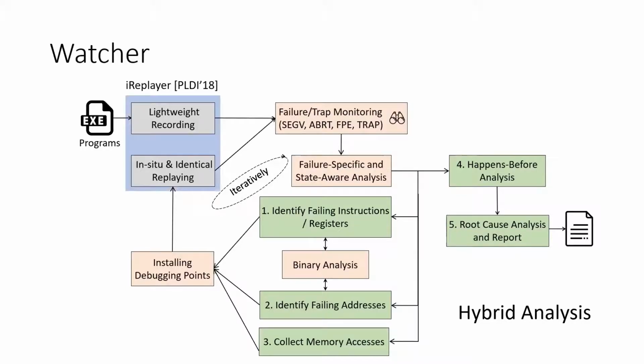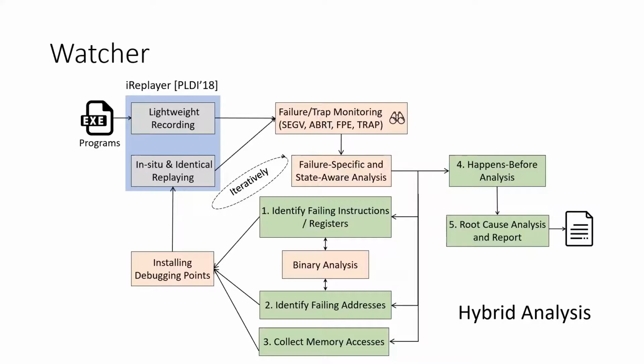Voucher relies on the deterministic record and replay system iReplayer. People can replace iReplayer with other record and replay systems, as long as these systems can deterministically reproduce the bugs. Voucher proposes a hybrid analysis with in-situ replay. It follows the reverse order of where the bug comes from. When a bug happens, it first captures signals such as SIGSEGV, SIGABRT, and so on.